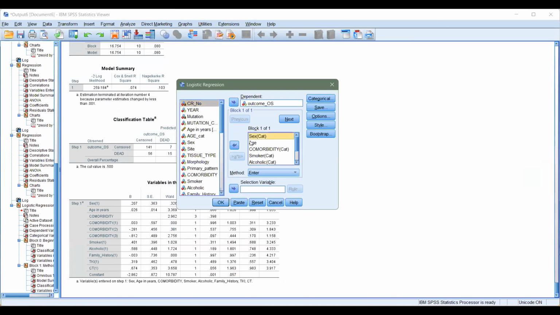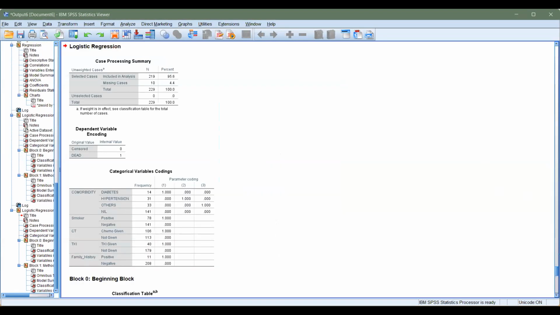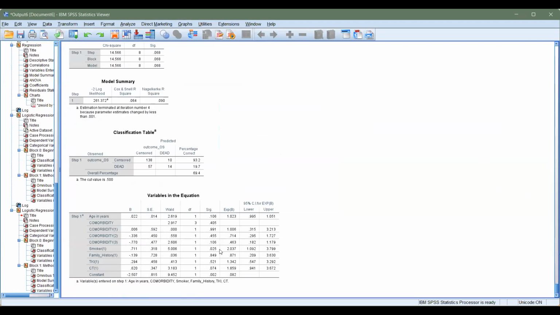So what we are going to remove is this gender variable. Let's remove the alcohol. And what else? Yeah, let's try with this. We are removing just two variables. And let's see. Go to variables in the equation and see if something is changing. So nothing is changing. Family history is not coming.